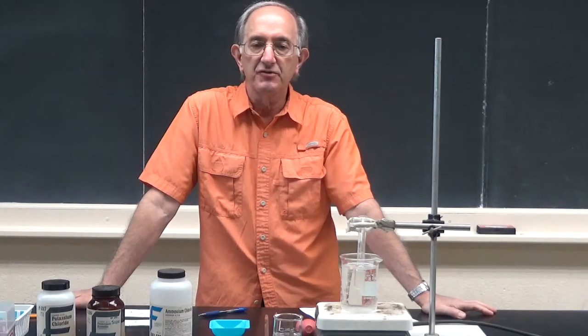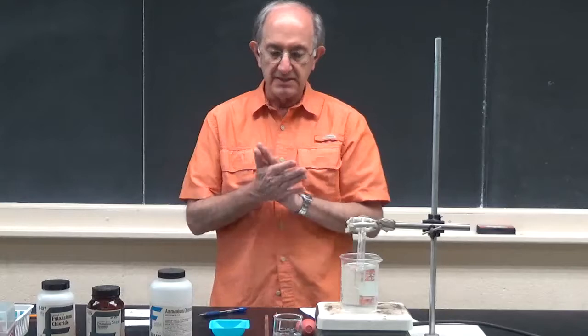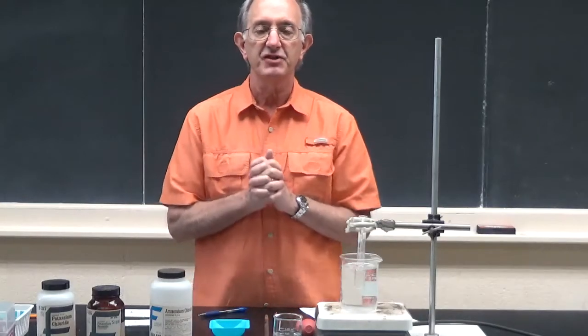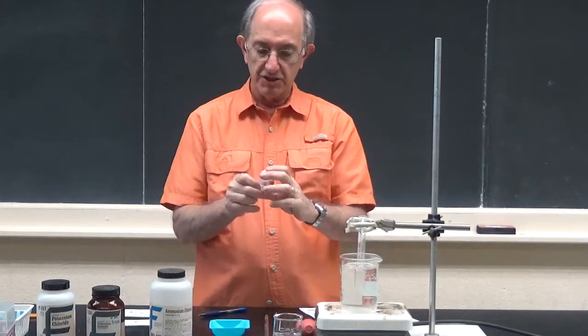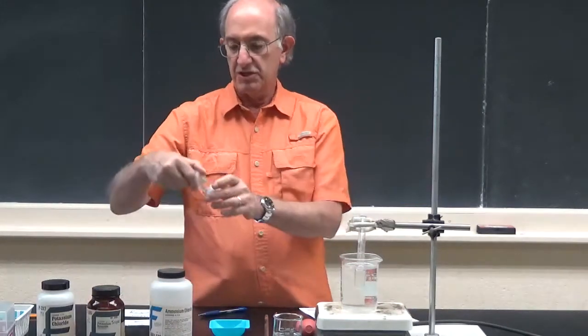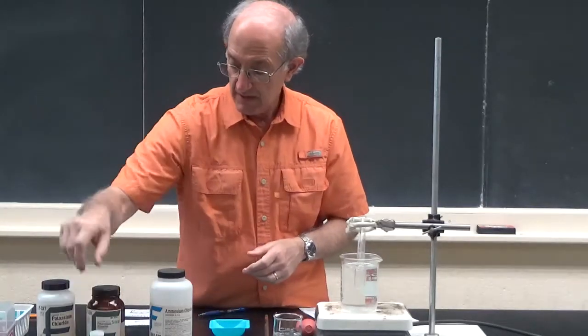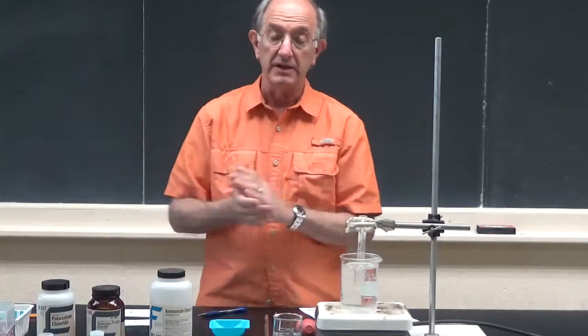Solubility is yet another physical property of compounds. So what we're going to do is take various different ionic compounds, one of which is ammonium chloride, one of which is potassium bromide, and the third one is potassium chloride.